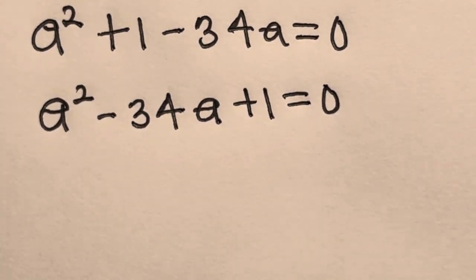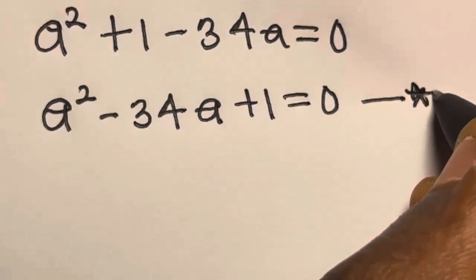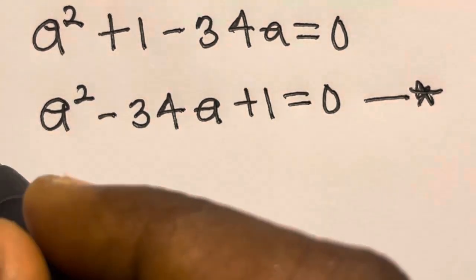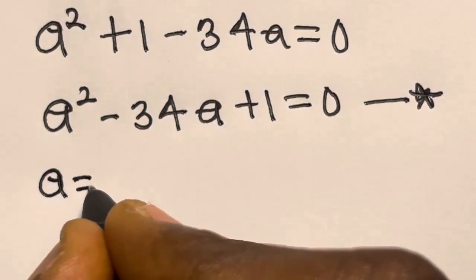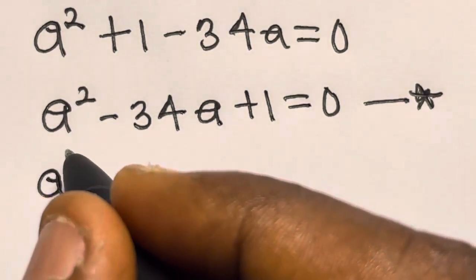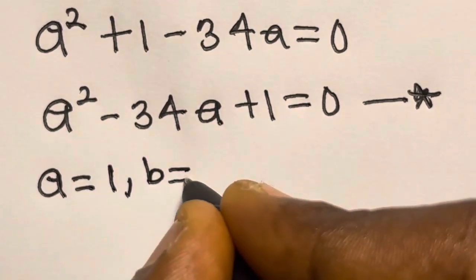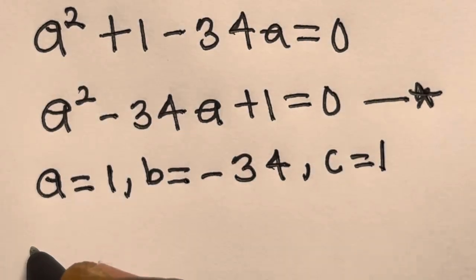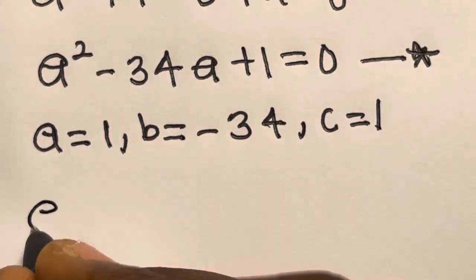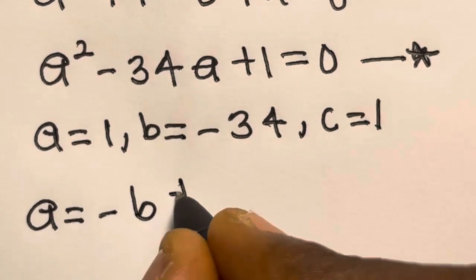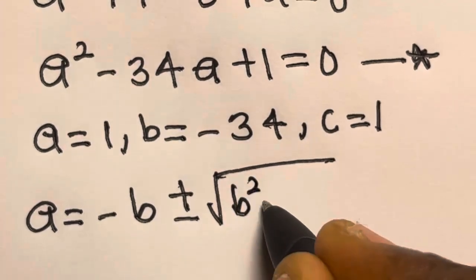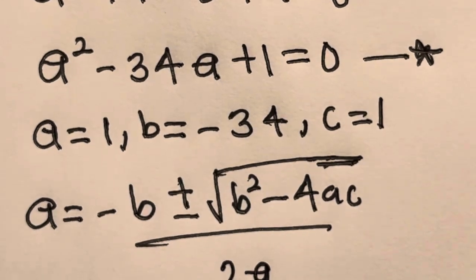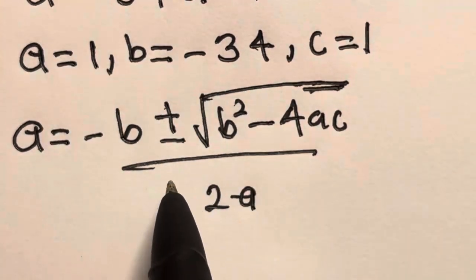If you look at this, you observe that this is a quadratic equation and we have to solve it quadratically. To do that, we can use the quadratic formula. The coefficient of a squared is 1, the coefficient of a is minus 34, and the constant c equals 1. The quadratic formula gives a equals minus b plus or minus square root of b squared minus 4ac, divided by 2a. Now let's substitute these values into this formula.